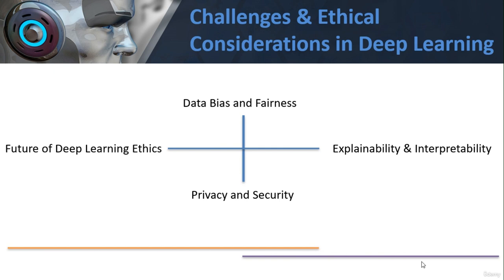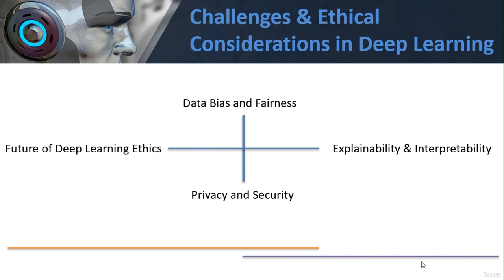Deep learning models are often criticized for being black boxes, lacking interpretability. We investigate techniques like feature visualization, saliency maps, and attention maps to provide insights into model predictions. We explore explainable AI approaches like LIME and SHAP values, which aim to bridge the gap between complex models and human understanding.